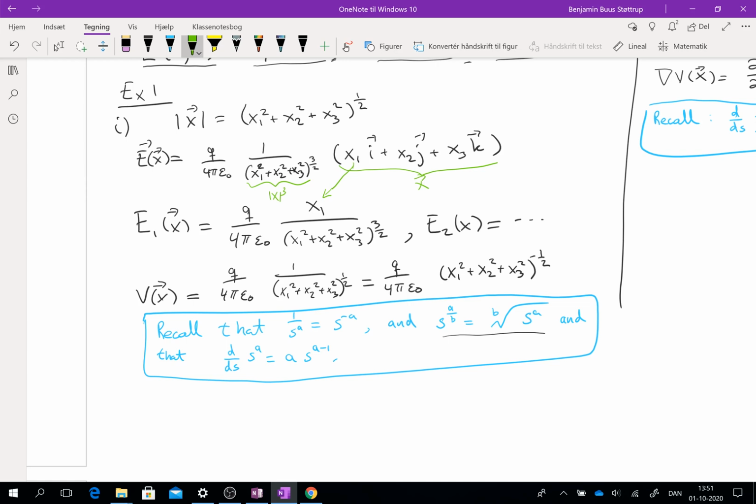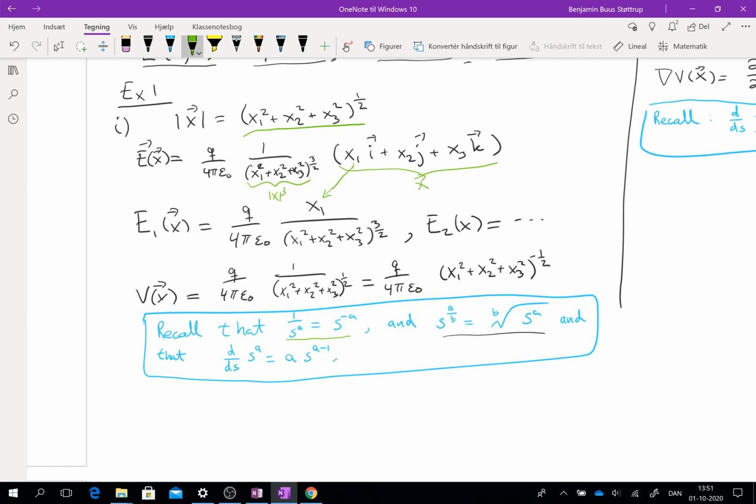And that was given by Q divided by 4 pi epsilon 0, and then 1 over the length of x. And again, I've written the length of x using this guy up here, where we use the square root. And in fact, 1 over a square root, we can use this rule here to say that's basically just the same as saying whatever we had in the denominator raised to the negative power instead.